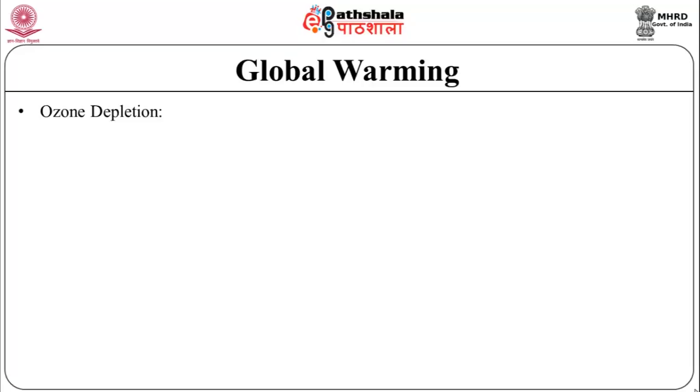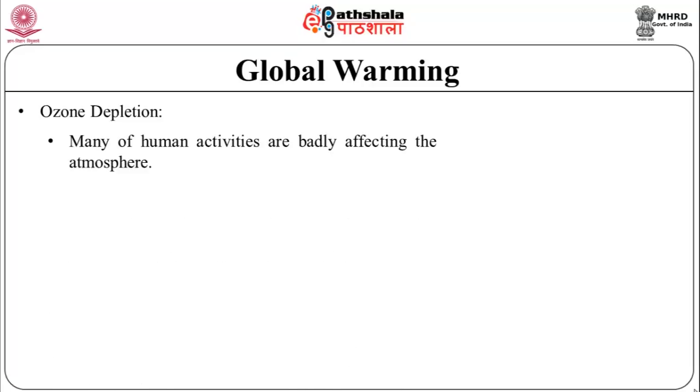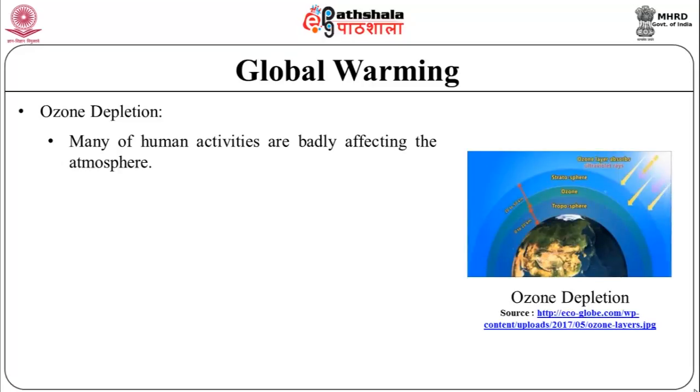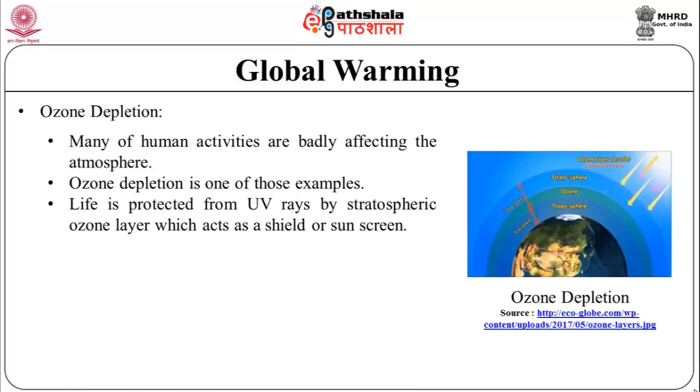Now let us discuss ozone depletion. Many human activities are badly affecting the atmosphere. Ozone depletion is one of those examples. Life is protected from ultraviolet rays by the stratospheric ozone layer, which acts as a shield or sunscreen.